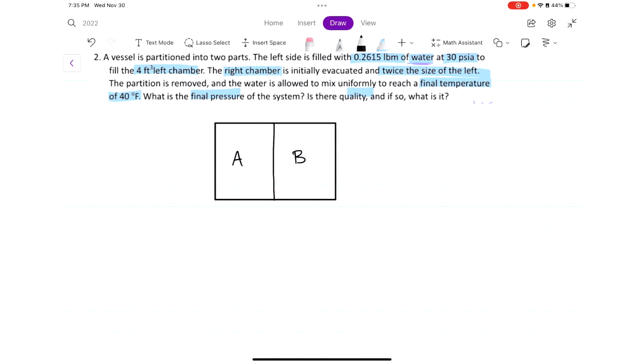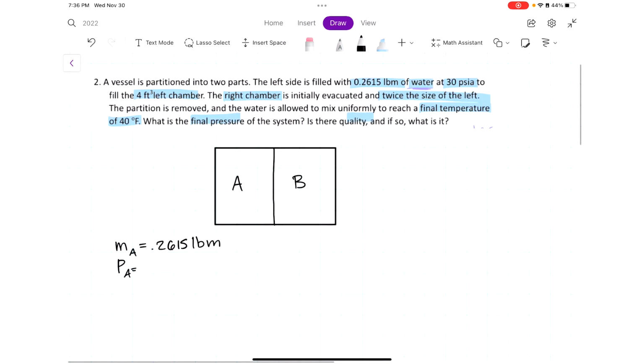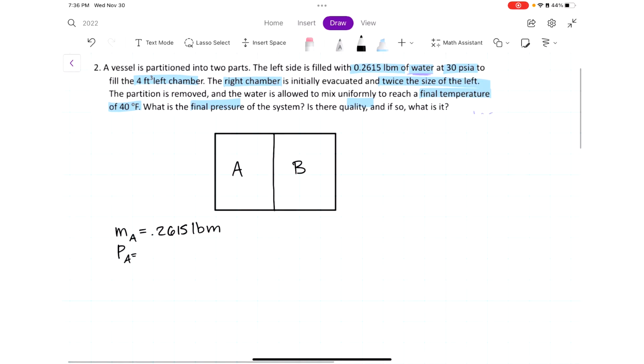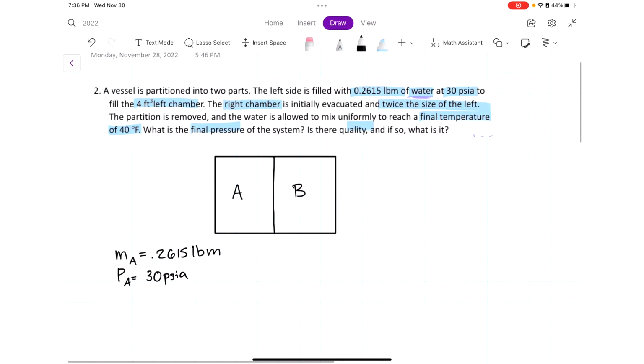So I would say the mass when it's just A is equal to 0.2615 pounds. The pressure initially is 30 psia, and our volume on the A side of the chamber is 4 feet cubed. Alrighty, what else do we know?